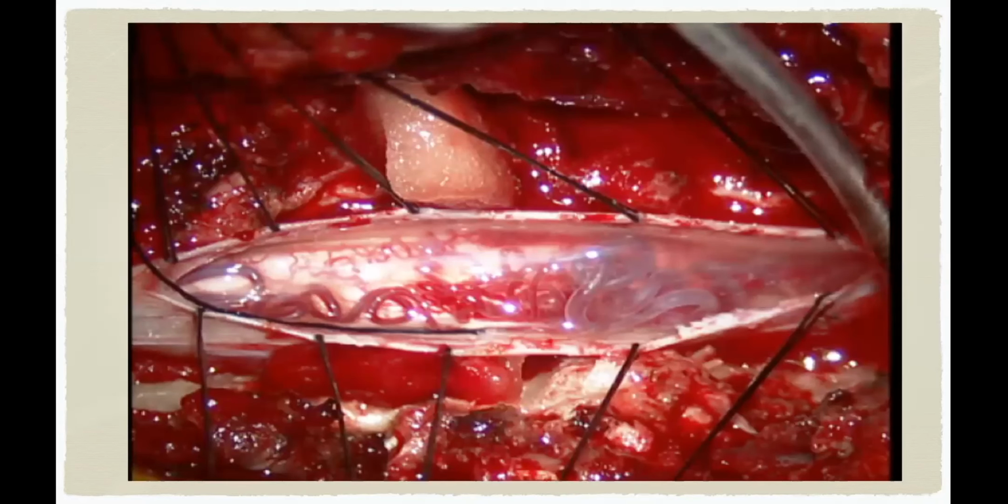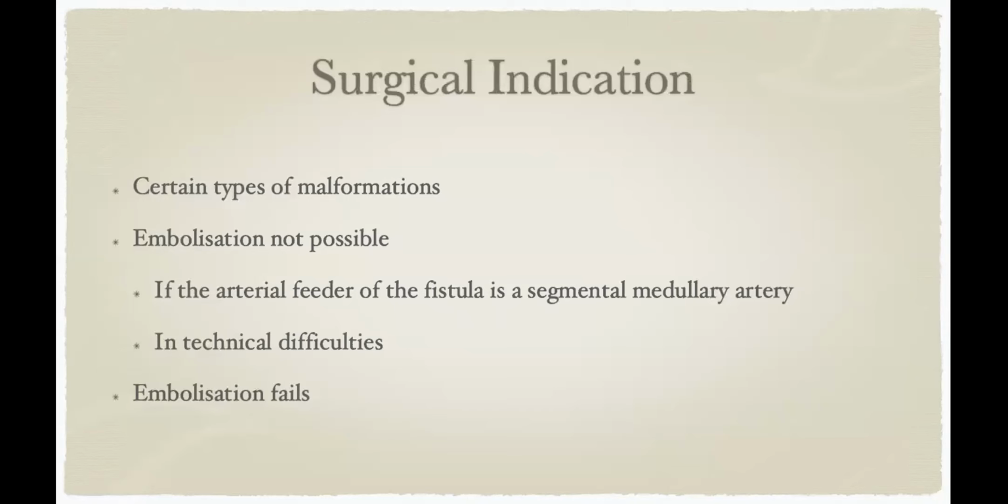So this is a type 4 type where you can see the perimedullary veins are actually distended almost 5 to 7 times the normal venous structures inside the pia. So these are the perimedullary types.